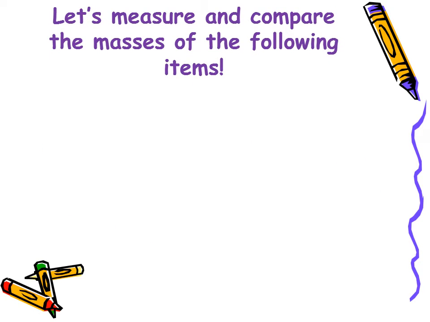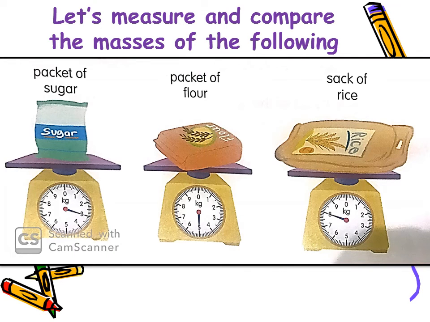Let's measure and compare the masses of the following items. In the previous lesson, we learned how to measure masses. And today we will measure and compare. We have three items: a packet of sugar, a packet of flour, and a sack of rice. To compare between the three items, we have to measure the mass of each item first.